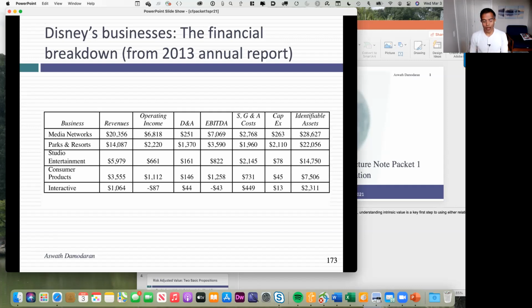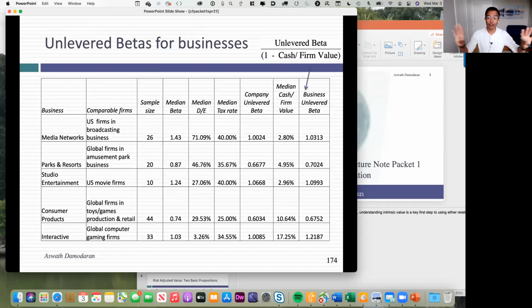Now I'm going to take you through the actual process I went through, warts and all, because I want you to see the roadblocks I ran into and what I tried to do to get around them, because you might run into the same roadblocks. I started with the broadcasting business, and I said, I want to look for publicly traded broadcasting companies.